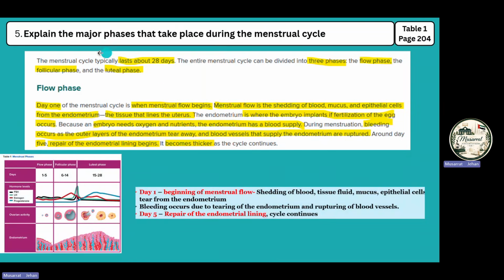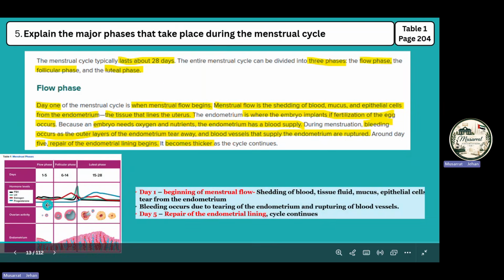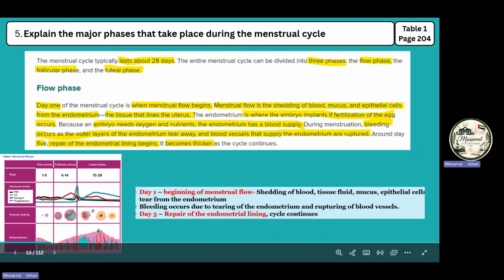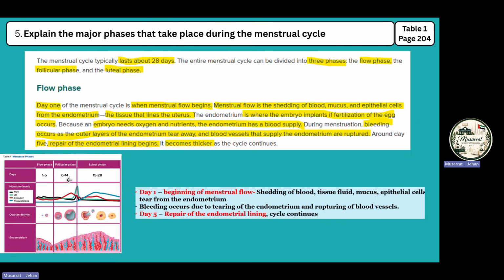Question number 5 is about the menstrual cycle. Table 1, figure 2.1. There would be a question from here. So the menstrual cycle lasts about 28 days. The entire menstrual cycle can be divided into 3 phases. The first is the flow phase, the second is the follicular phase, and the third is the luteal phase.